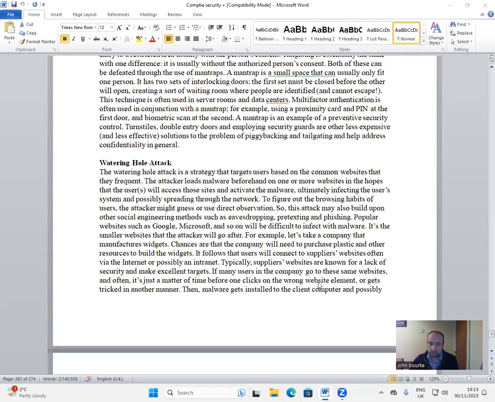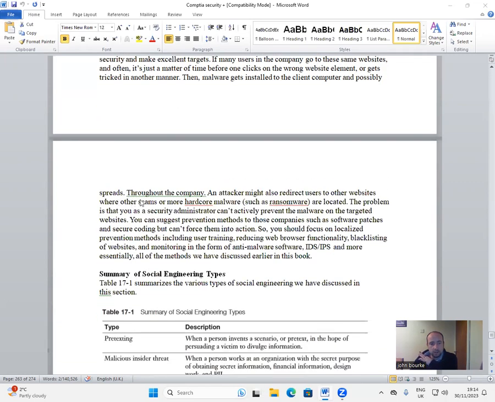If many users in the company go to these same websites, often it's just a matter of time before one clicks on the wrong website element and gets tricked in another manner. Then the malware gets installed to the computer and possibly spreads throughout the company. An attacker might also redirect users to other websites where other scams or more hardcore malware such as ransomware are located. The problem is that you as a security administrator can't actively prevent the malware on the targeted websites.